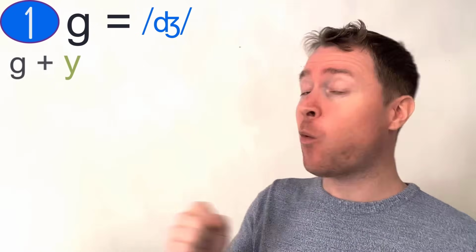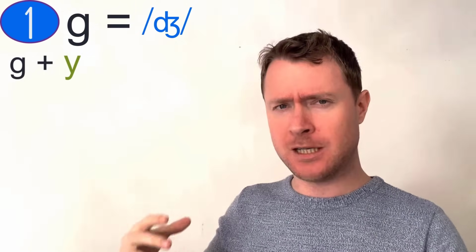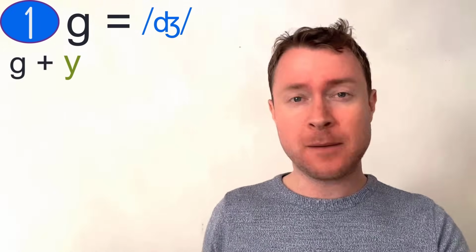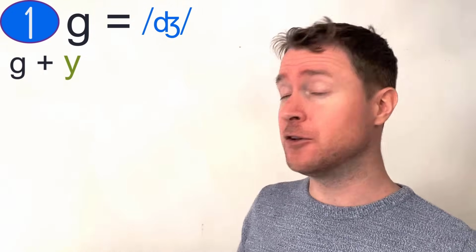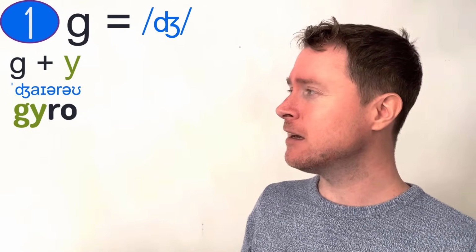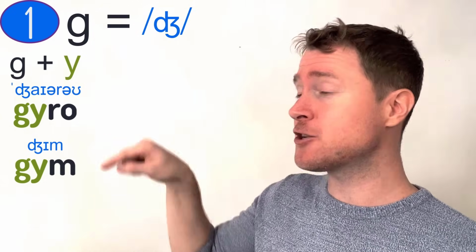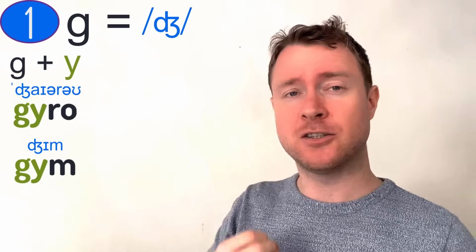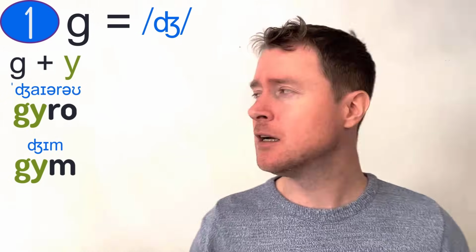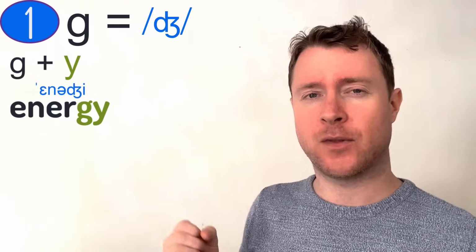Okay, what about G and Y? The rule was G plus E, G plus I, and G plus Y. G plus Y follows the same rule, which means normally it's pronounced J. Often J, like in gyro, okay? Or you might go to do some exercise in a gym, okay? The pronunciation of the Y changes to I there, gym. But the G, as you can hear, is a J, gym, and gyro. You'll see this at the end of words like energy and apology, okay?